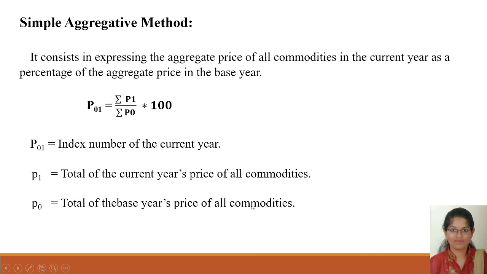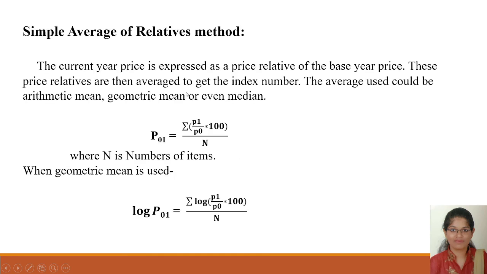Next method is simple average of relative method. The current year price is expressed as price relative of the base year price. These price relatives are then averaged to get the index number. The average used could be arithmetic mean, geometric mean or even median. And the formula is P01 equals summation of (P1 divided by P0 into 100) divided by capital N, where capital N is the number of items.